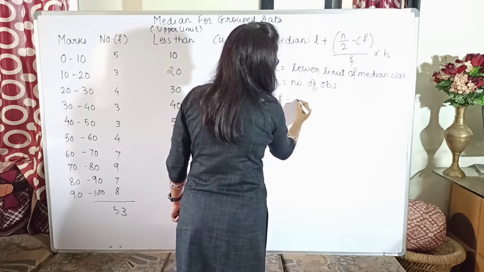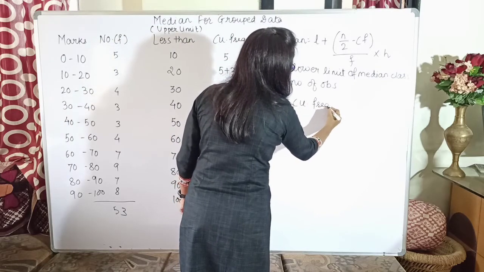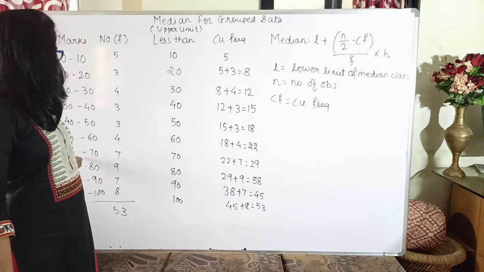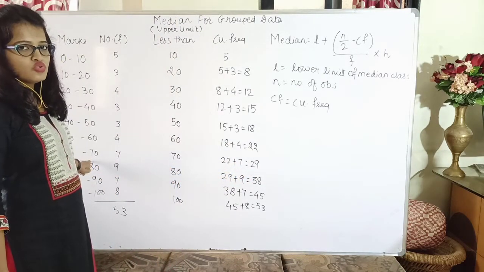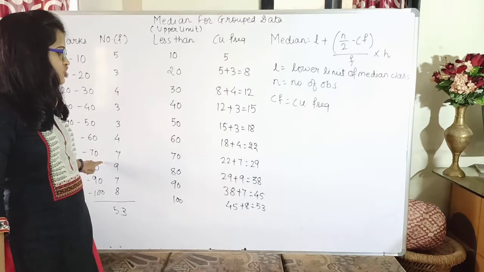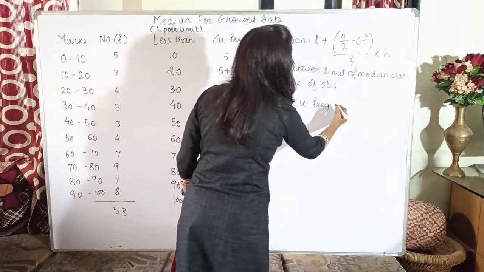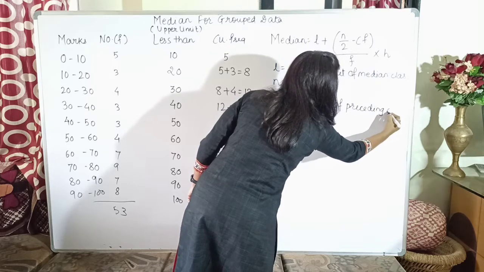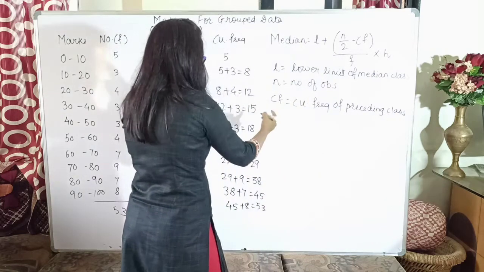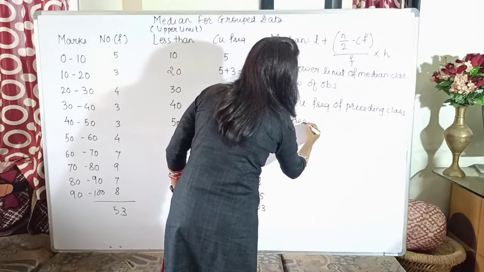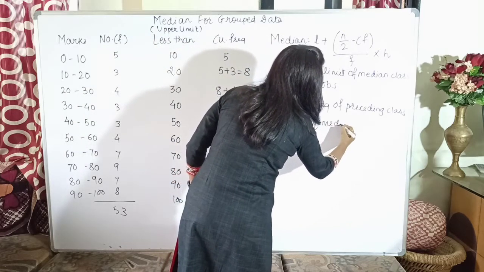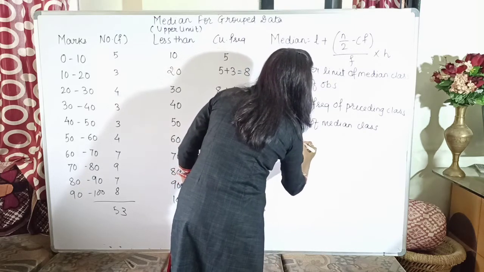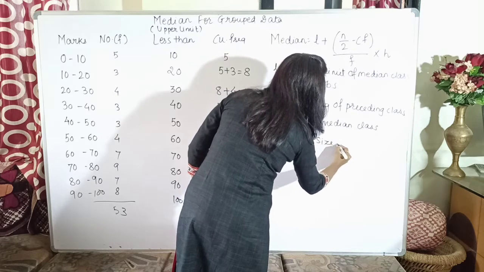CF, now what is CF? CF is the cumulative frequency of the preceding class. So here, as we have located the median class as 60 to 70, the cumulative frequency will be that of the preceding class, that is 22. What next? f is the frequency of the median class. And h is the class size of the median class.